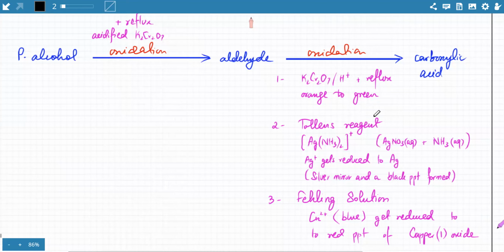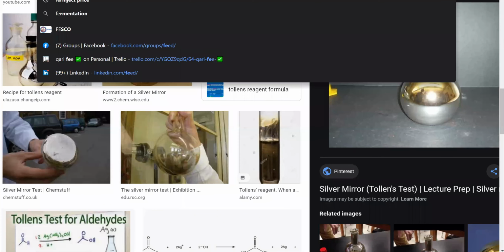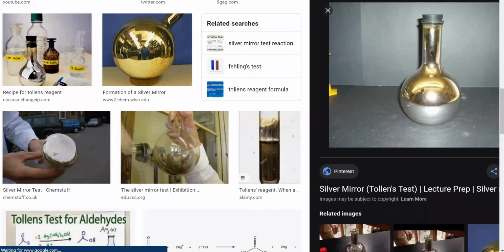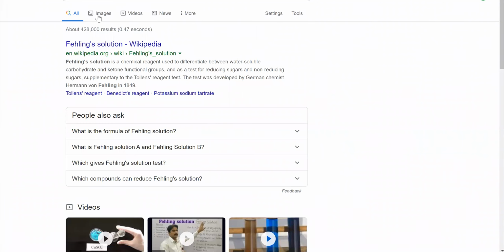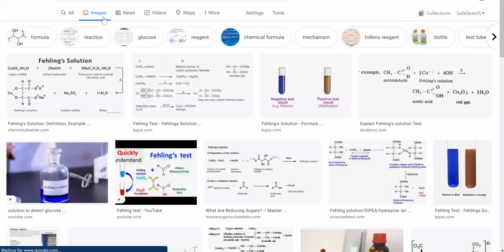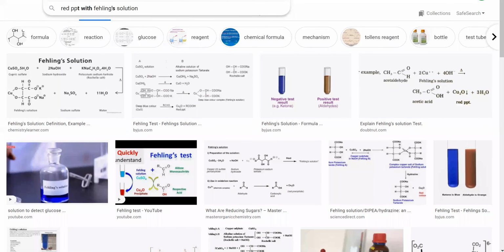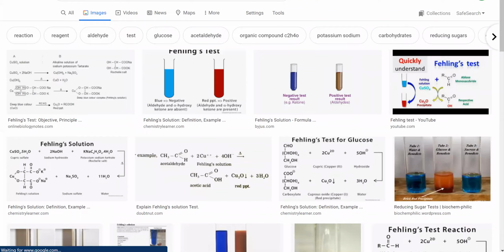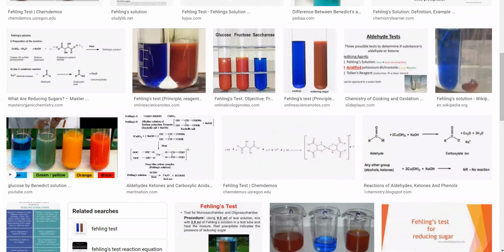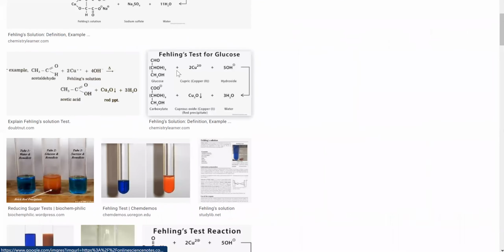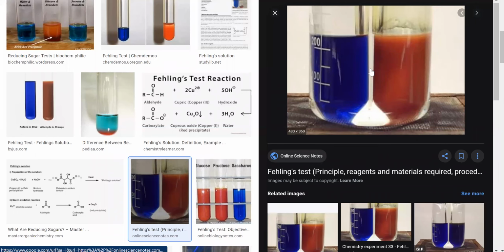Let's also show what the Fehling's solution would look like. The Fehling's solution is blue, like copper sulfate, and it's going to form a red precipitate. So basically the blue color changes to red when this reaction happens. That's the red precipitate.